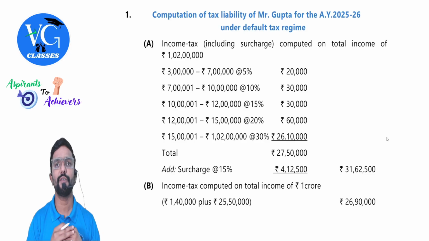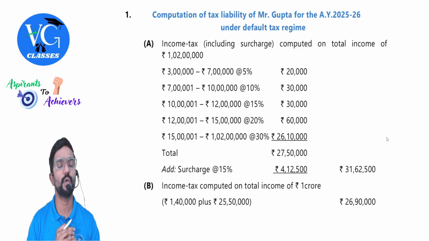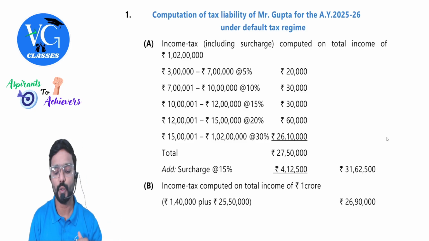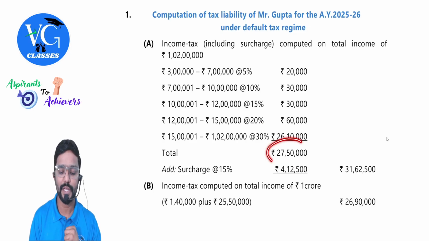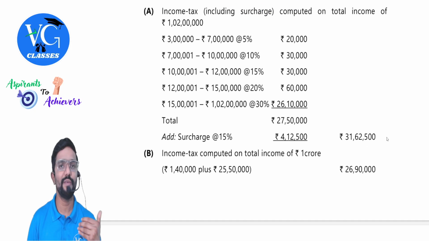Okay. In excess of 15 lakh, the tax rate is 30%. Yes, sir. How much is there? More than 15 lakh, up to how much? Total income of 1 crore 2 lakh. So what you do is 1 crore 2 lakh minus 15 lakh into 30%, which comes to 26 lakh 10,000. Okay, sir. So what is this gross tax liability? 27 lakh 50,000.